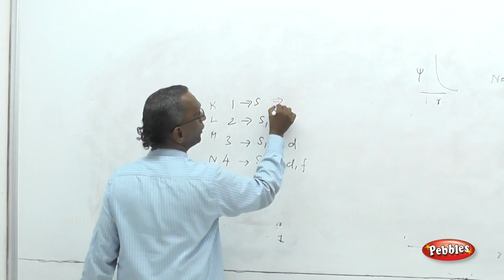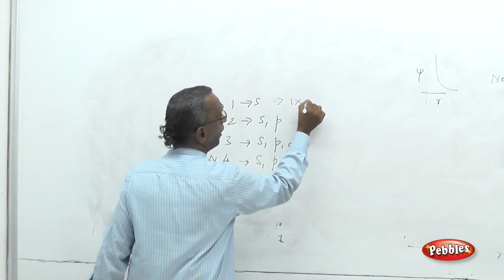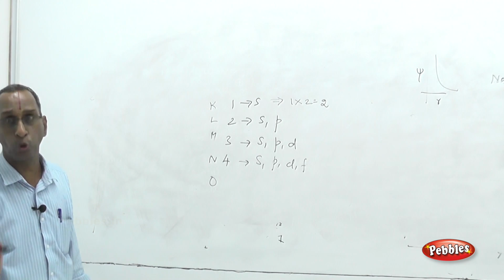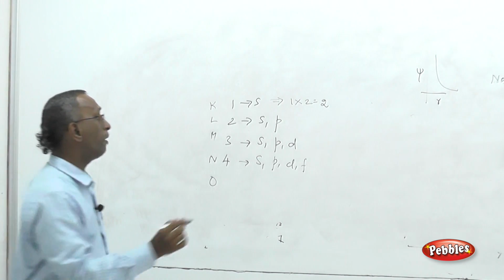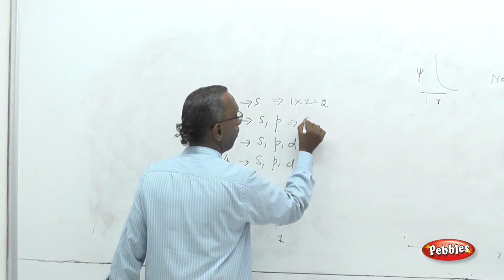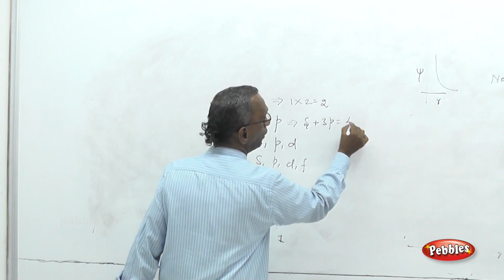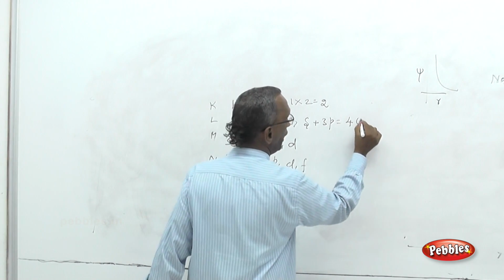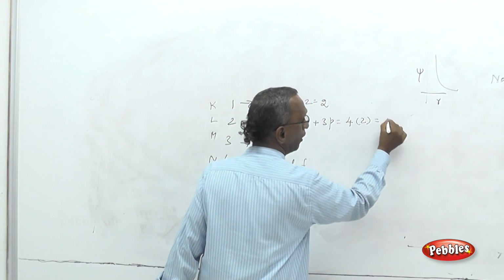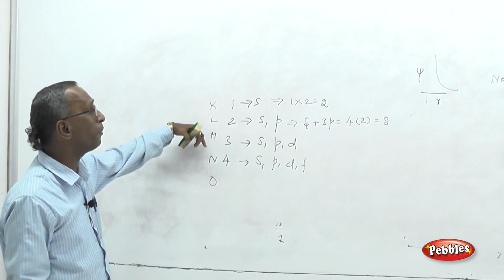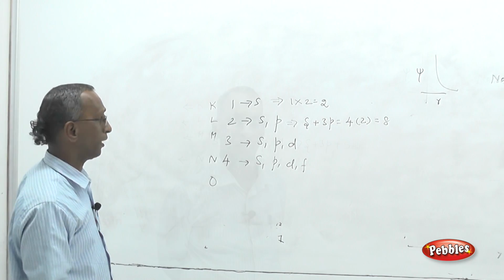There is only one type of s orbital, and each orbital can accommodate 2 electrons. So, the maximum number of electrons in the s orbital is 2. But in the case of the L shell, there is 1 s orbital and 3 types of p orbital, so the total number of orbitals is 4. Each orbital can accommodate 2 electrons, 4 into 2, 8 electrons. The second shell can accommodate a maximum of 8 electrons.